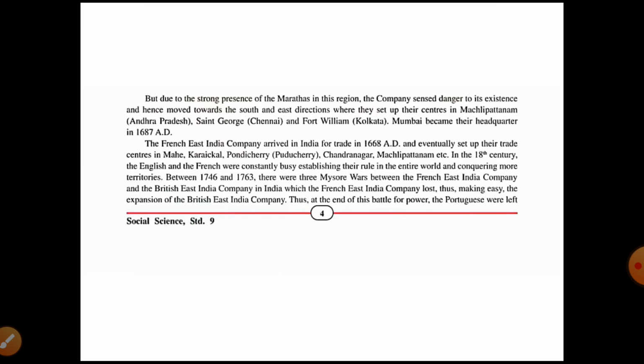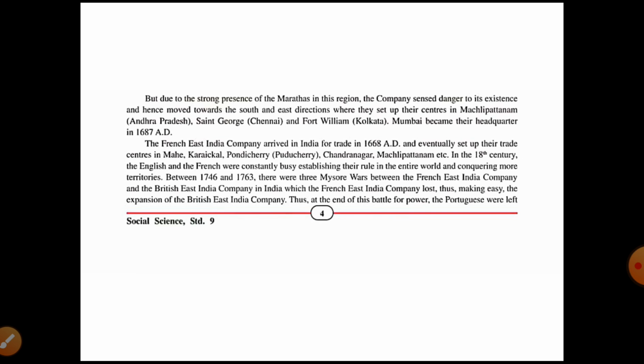But due to the strong presence of the Marathas in this region, the company sensed danger to its existence and hence moved towards the south and east directions, where they set up their centers in Machilipatnam in Andhra Pradesh, St. George in Chennai and Fort William at Kolkata.